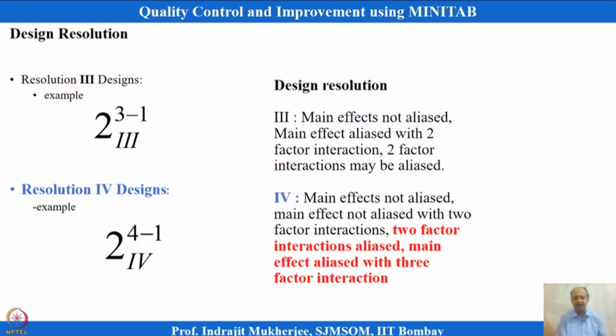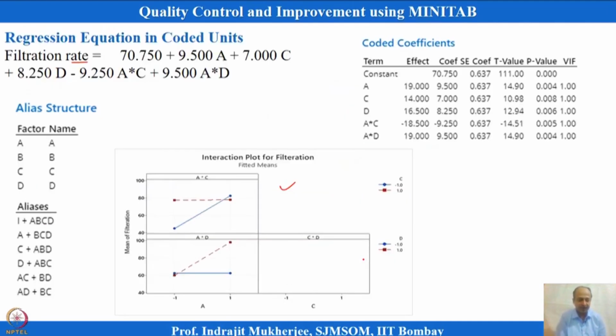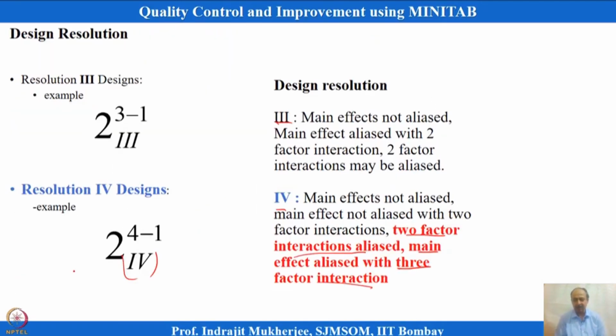So, then there is design resolution over here, it can be resolution 3 and resolution 4. We have used 2 to the power 4 minus 1, which is a resolution 4 design, where 2 factor interactions are allied with each other and the main effects are allied with 3 factor interactions that we have seen. That means the allied structure, if you see. So, A is allied with BCD, that is third order interactions, and AC is allied with BD like that, two second order interactions are allied with each other. Okay. So, this is resolution 4.